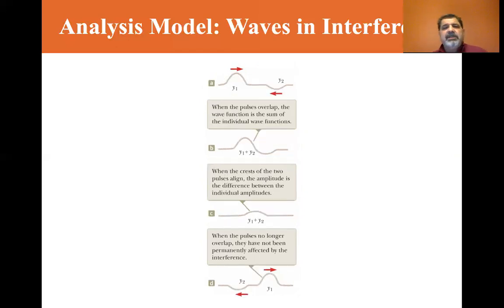Now we see two different waves, one going positive and one going negative. When the pulses overlap, the wave function is the sum of the individual wave functions. When the crests of the two pulses align, the amplitude is the difference between the individual amplitudes. That's why y1 is reduced, because y2 is, we'll call it negative. It's really a trough. And when the pulses no longer overlap, they have not been permanently affected by the interference. So the waves, again, have a life of their own. They won't be affected by interference from other waves.